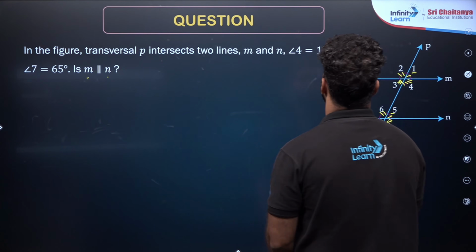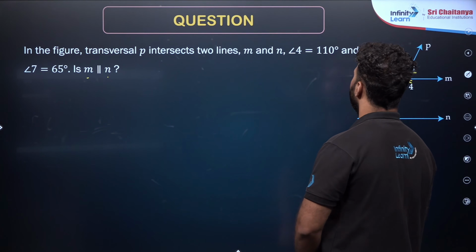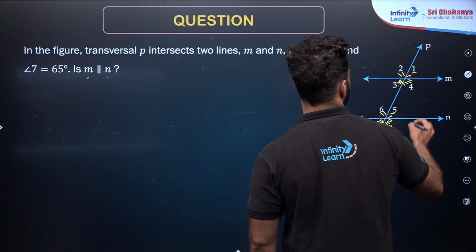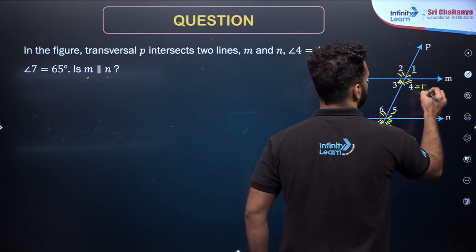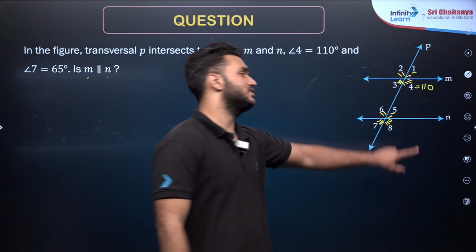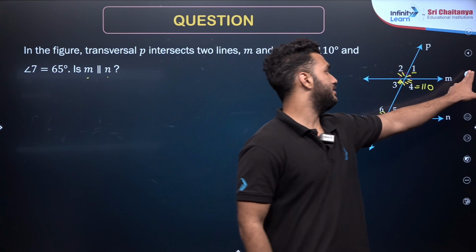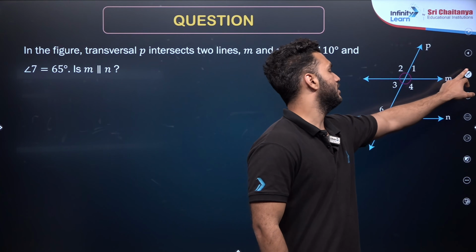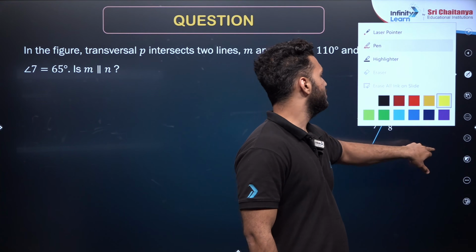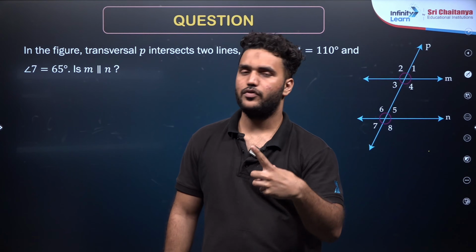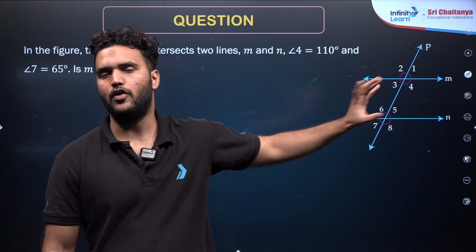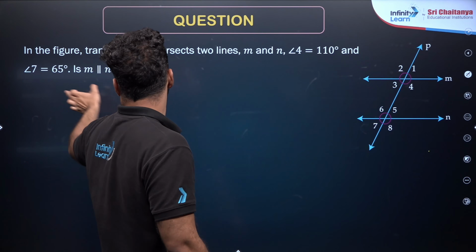And now this question says angle 4 is 110. How many angles do you see here? 8. If you have information about one single angle, you can find all the others. I will show you. We don't even need this.